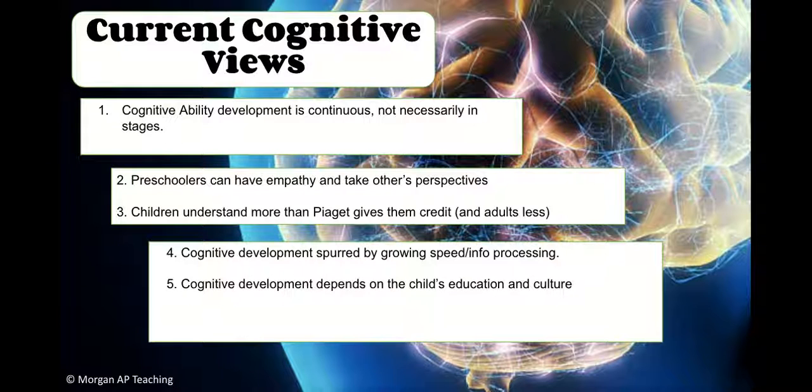And so the kids' reasoning can grow. It can be spurred on by their growth, by information processing. So as they grow, they can expand more. And then finally, number 5, cognitive development depends on the child's education and culture.